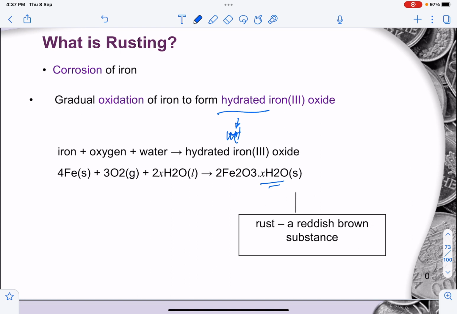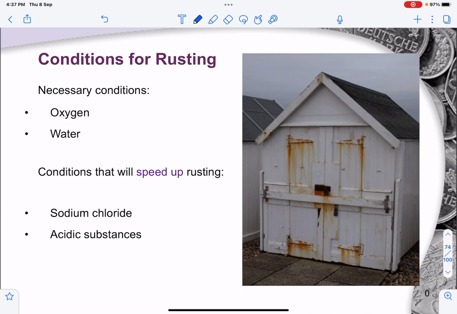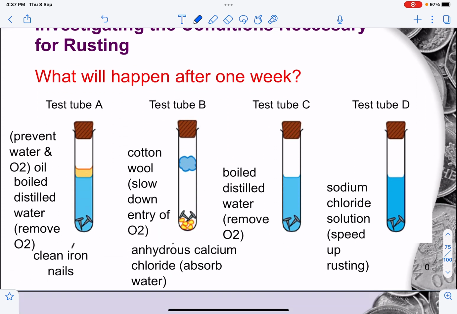So rust is this reddish brown substance. Okay, of course some other conditions can also speed up rusting, like your sodium chloride or acidic solution. Sodium chloride can come in the form of your sea environment, like go on to a ship and what's not. Then of course acidic is acid rain and what's not. So what will happen over a week for all these test tubes?